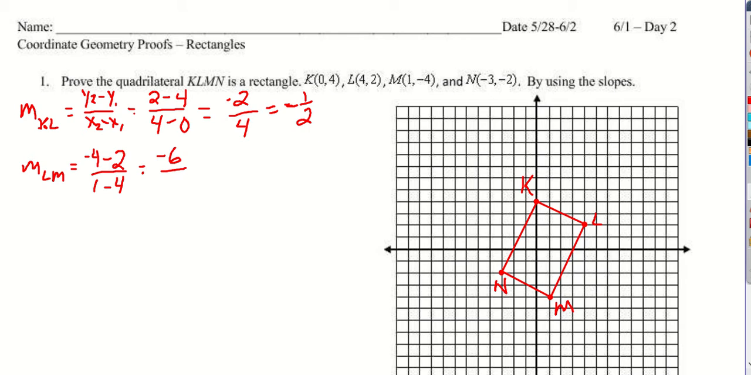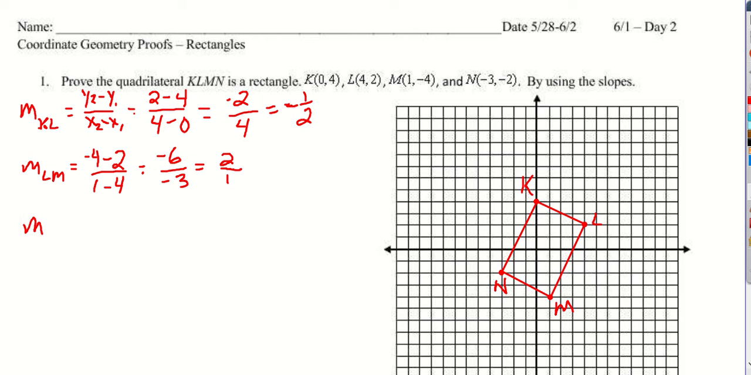1 minus 4 is negative 3. And a negative over a negative becomes a positive, and so this is just positive 2, which is also 2 over 1. And as you can see, we have negative 1/2 and positive 2, so we do have opposite reciprocals. These are change the sign, flip the fraction. These are negative reciprocals, which is what we're looking for, so that's good.